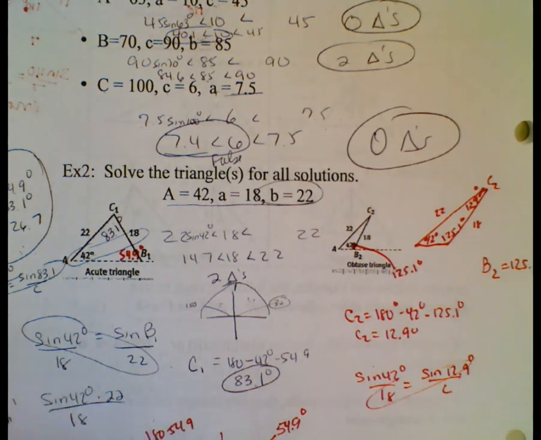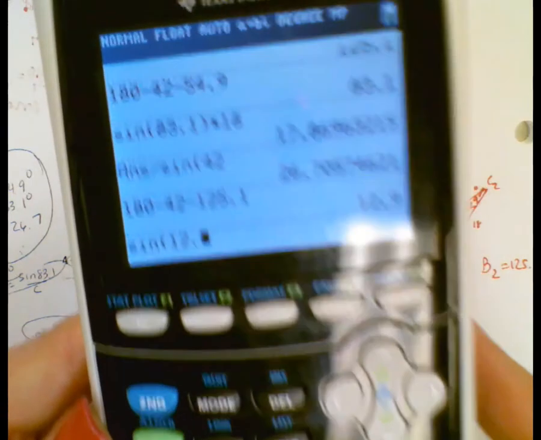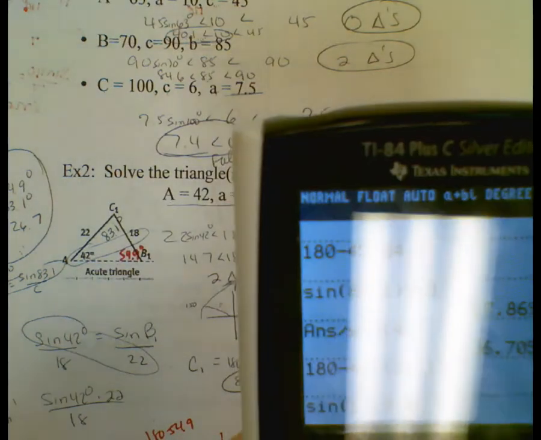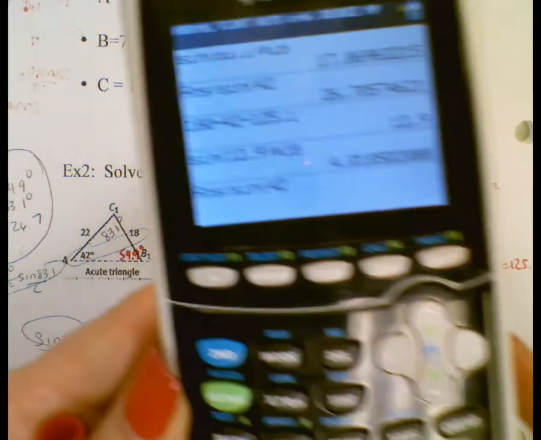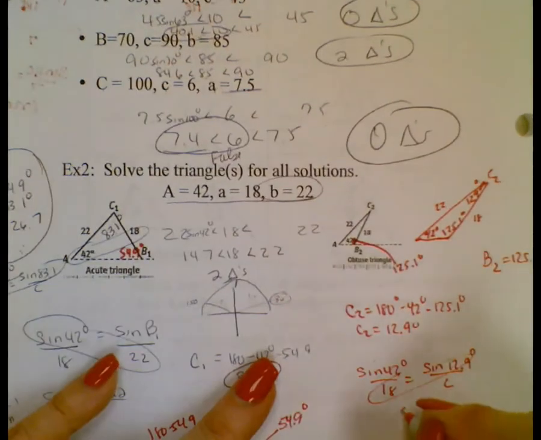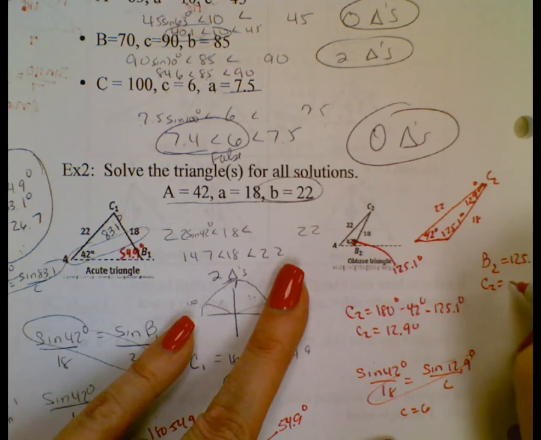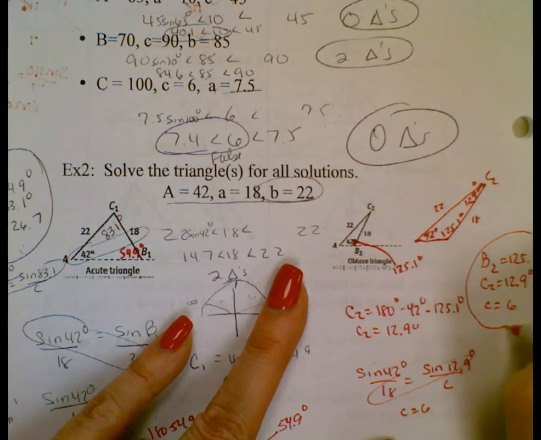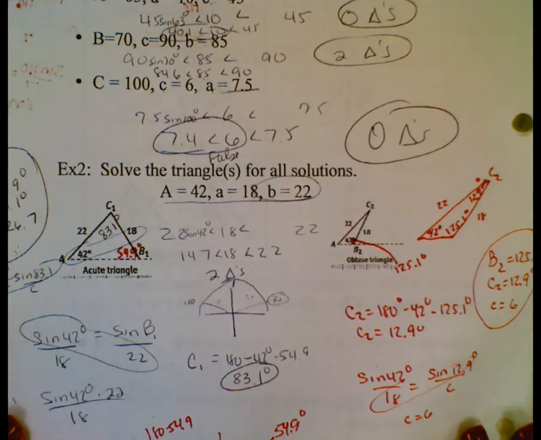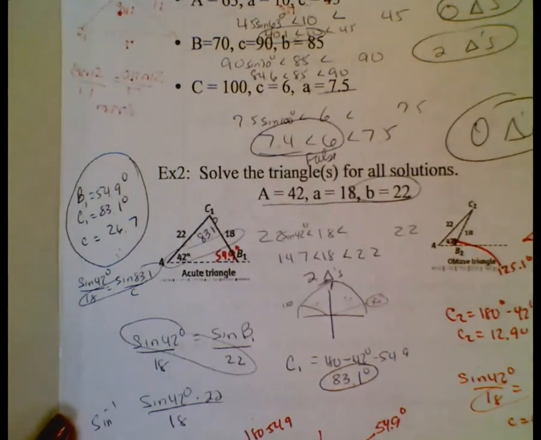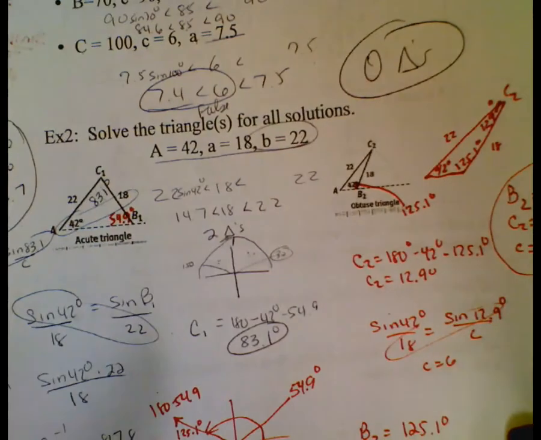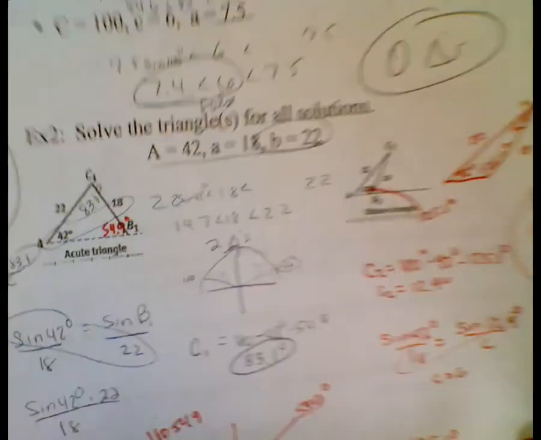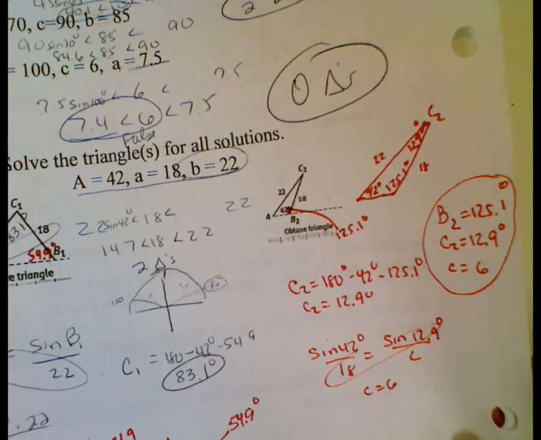Cross multiply. Sine of 12.9 times 18, divided by sine 42, equals 6. So little c is 6. So C2 was 12.9 degrees, and little c is 6. So as you can see, this is a ton of work, and a problem like this would be worth 12 points on a test. 6 points for this one, 6 points for this one. So if you don't check for 2 and you only did 1, you would miss 6 points for not checking the second set of answers.